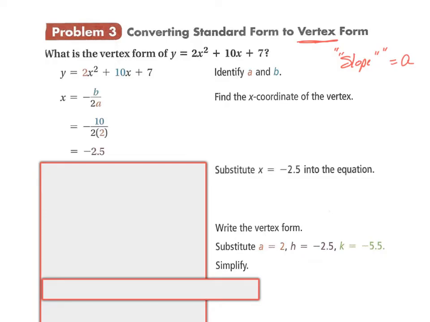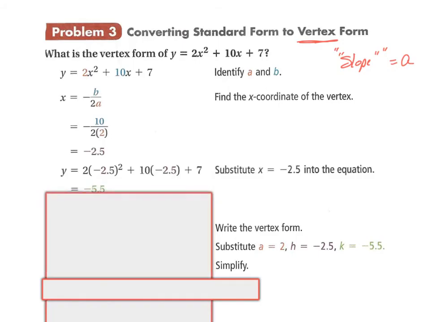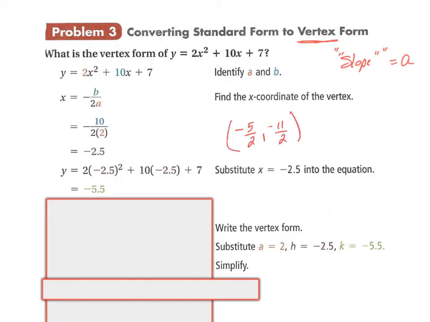And so what should we do with an input? Well, obviously we should put it in. So we put it into the function, do a little bit of algebraic magic, and we get negative 5.5. Now these two values, I would rather see negative 5 halves, comma, negative 11 halves. That makes me a lot happier than negative 2.5 and negative 5.5, but you get the picture.